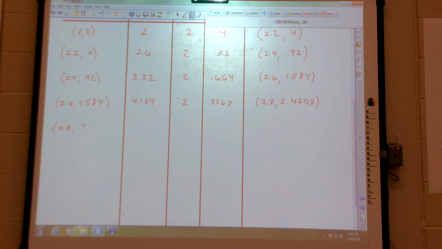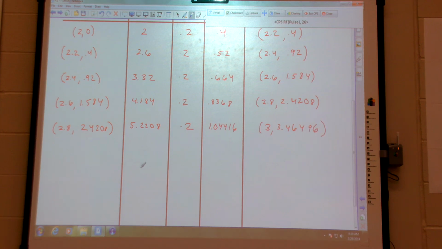So my new point is (2.8, 2.4208). What's my new slope? 5.2208. Multiply by 0.2. What will I get for delta y? 1.04416. My new x is 3. What's my new y? 3.46496. Anyone else get that?